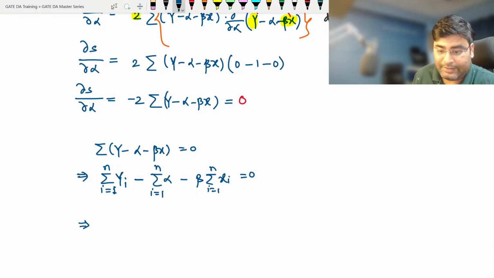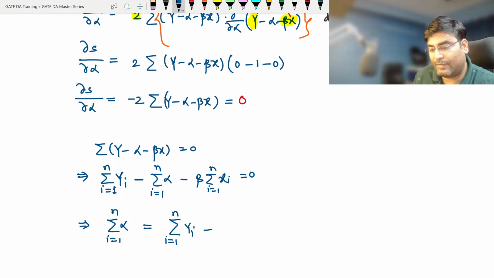Then in the next step, I'll take this guy on the right hand side. So it will become sigma alpha, i equal to 1 to n, equal to sigma y_i, i equal to 1 to n, minus sigma beta x_i, i equal to 1 to n.